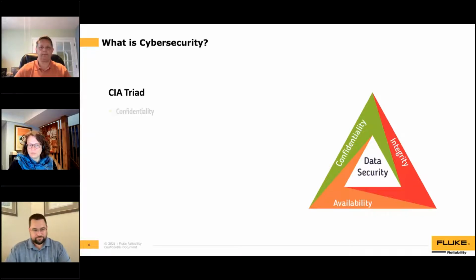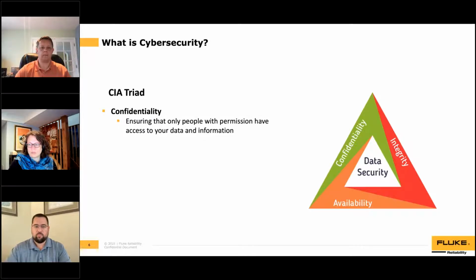So very briefly, confidentiality, it's the first one. We're talking about ensuring that only people with permission have access to your data and information. And it's not just the people with permission, it's the right people with the correct permission, right? So Bob may have one level of access, Mark may have a more privileged level of access, but we need to ensure that that is correct for their jobs, for what they do, what type of information should they have access to.